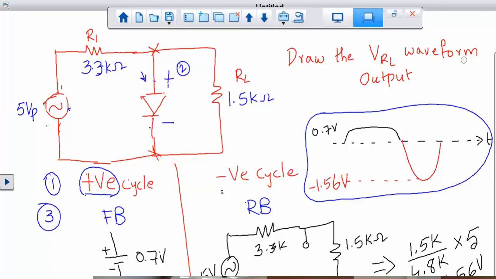All right, so any questions about this type of circuit? Any questions on this positive clipper, on how the clipping action would be?